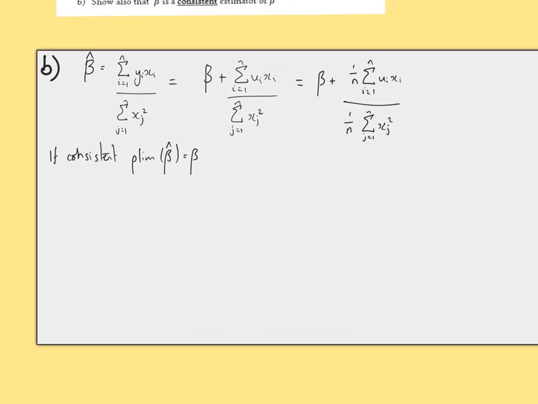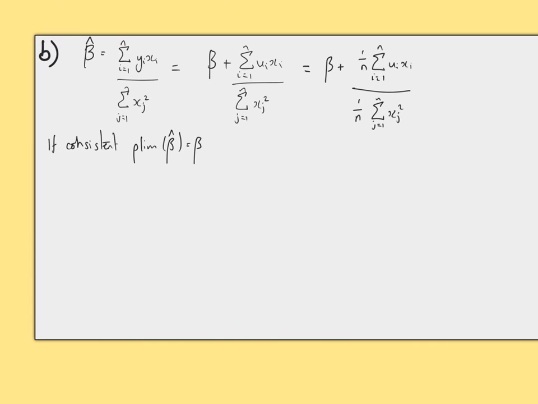So we have our beta hat, which is beta plus 1 over n times by the sum of the uixi's over 1 over n times by the sum of the x squared. So our p-lim of beta hat is equal to the p-lim of beta plus 1 over n times by the sum of the uixi's over the sum of the x squareds.